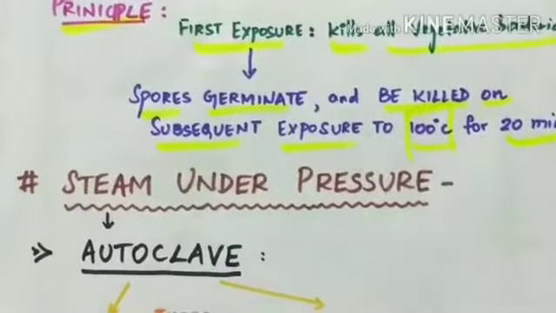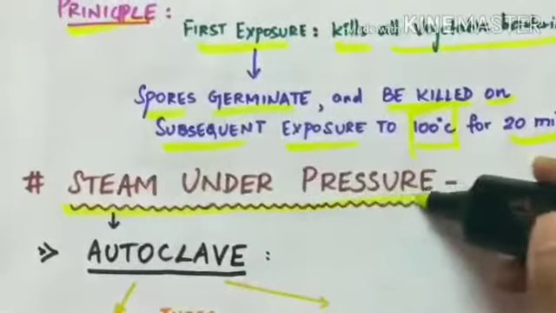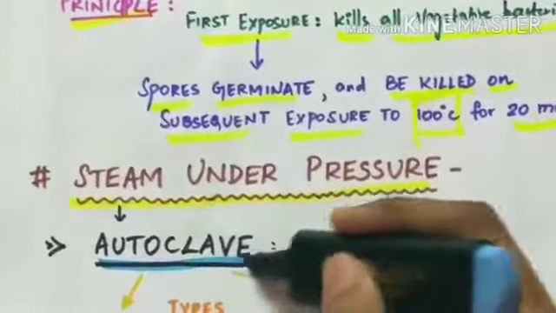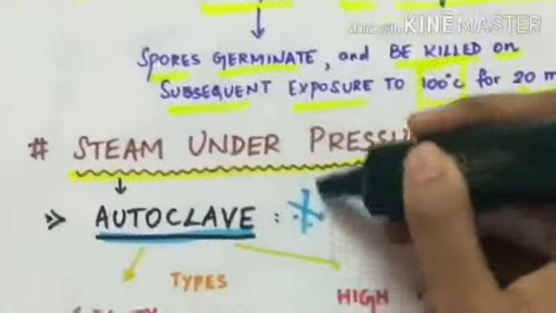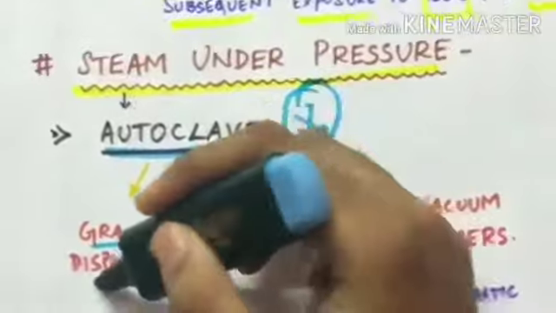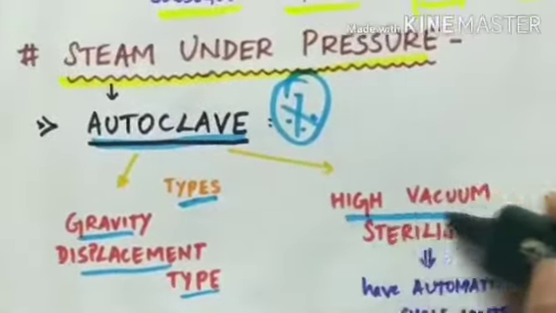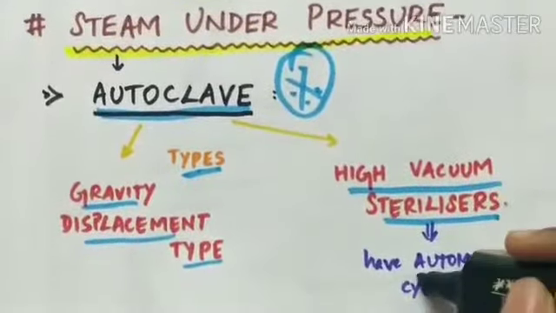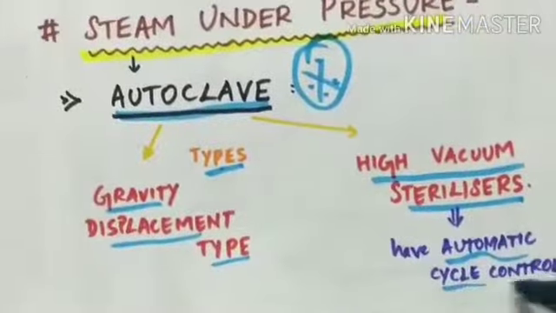Next is steam under pressure. For this, autoclave is used. This is again important. Two types of autoclaves are available: gravity displacement type and high vacuum sterilizers. The high vacuum sterilizers have automatic cycle control.